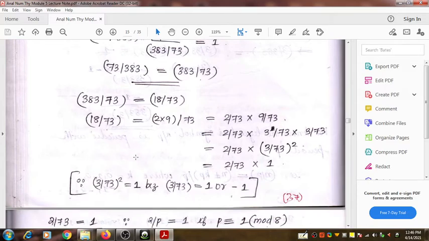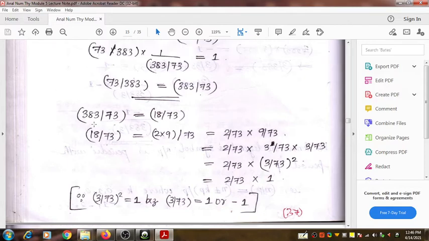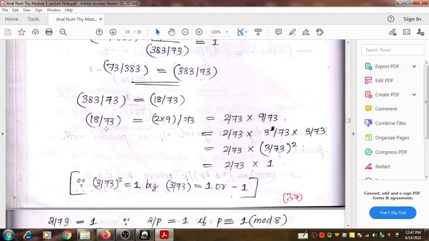(383 bar 73) equals (18 bar 73). Why? Because this is obtained by applying the periodicity property of the Legendre symbol. Then you can find (18 bar 73), which equals (2 into 9), because it's a composite number.